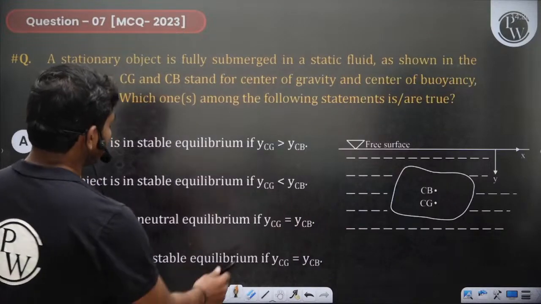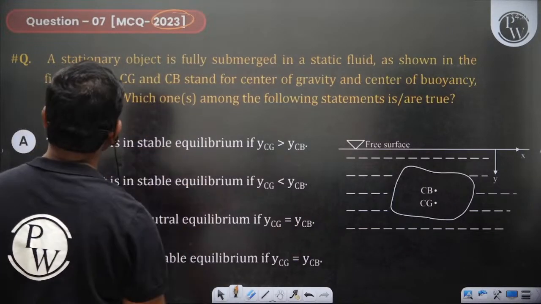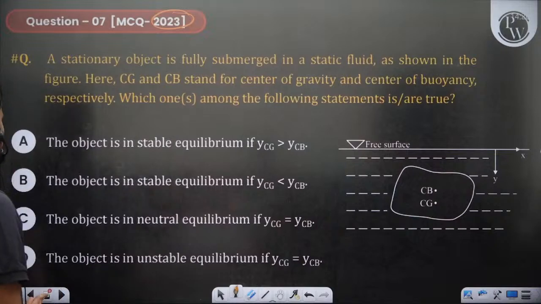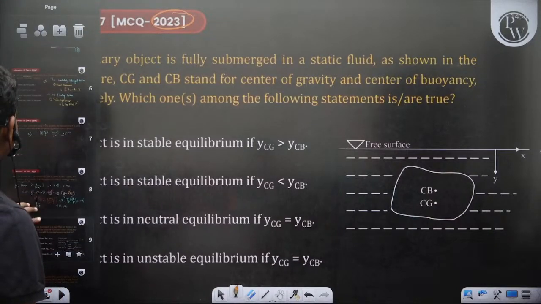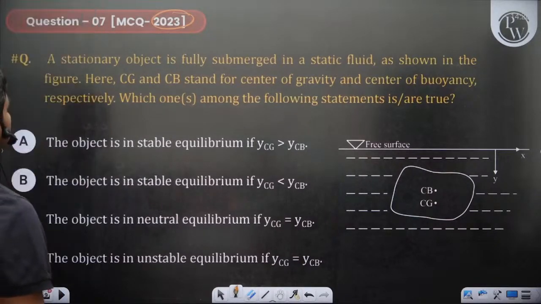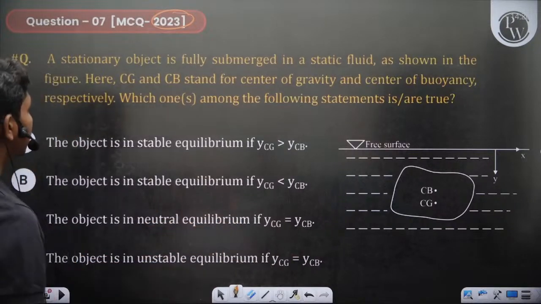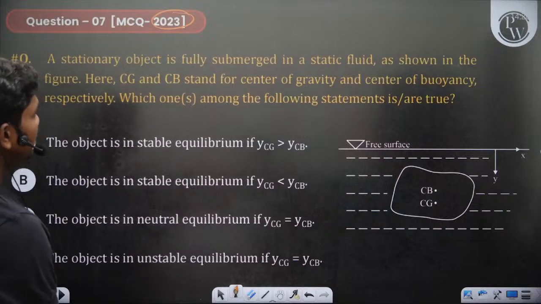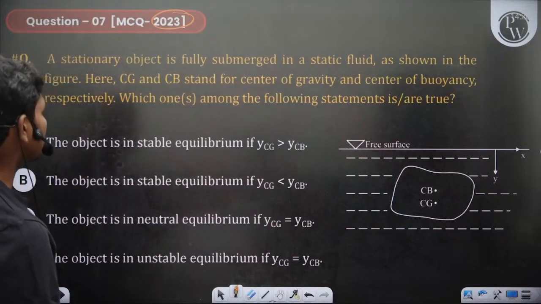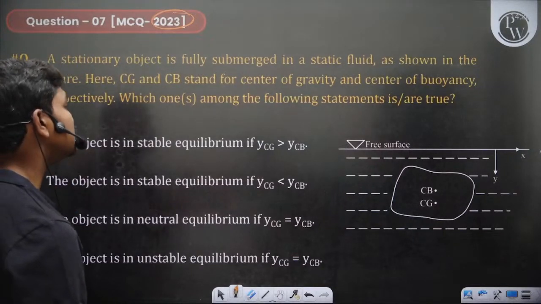So let's solve this 2023, question number 7. A stationary object. Okay, we already solved 6 questions. Good. So a stationary object is fully submerged in a static fluid as shown in the figure. Here CG and CB denote center of gravity and center of buoyancy. Is it MCQ or MSQ? MCQ, I think. Oh, MCQ. Okay, fine. Which one among the following statements is or are true?